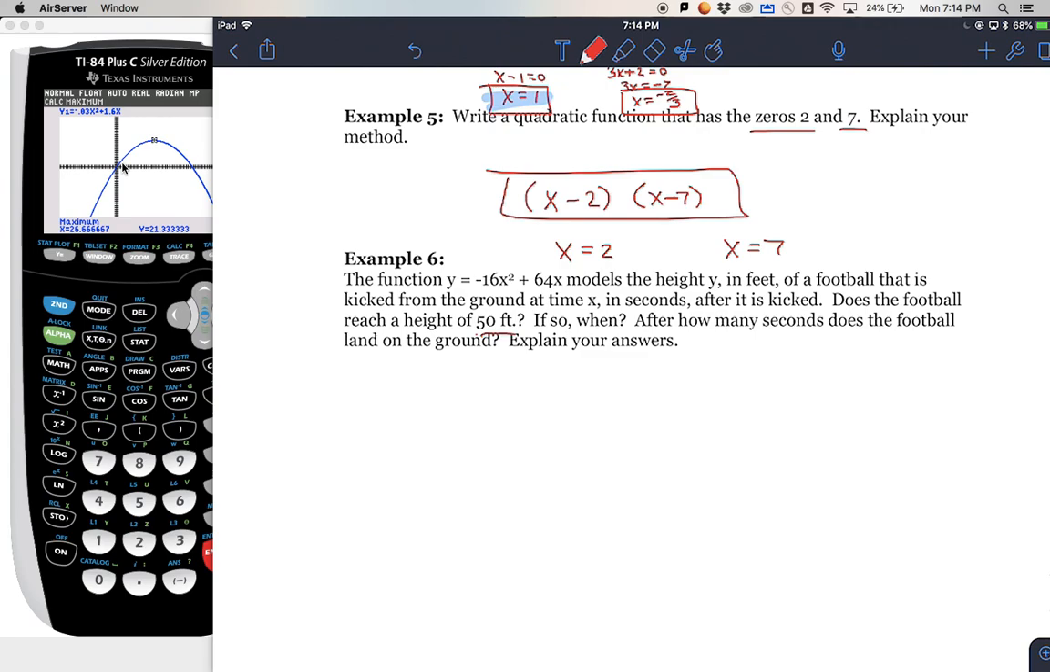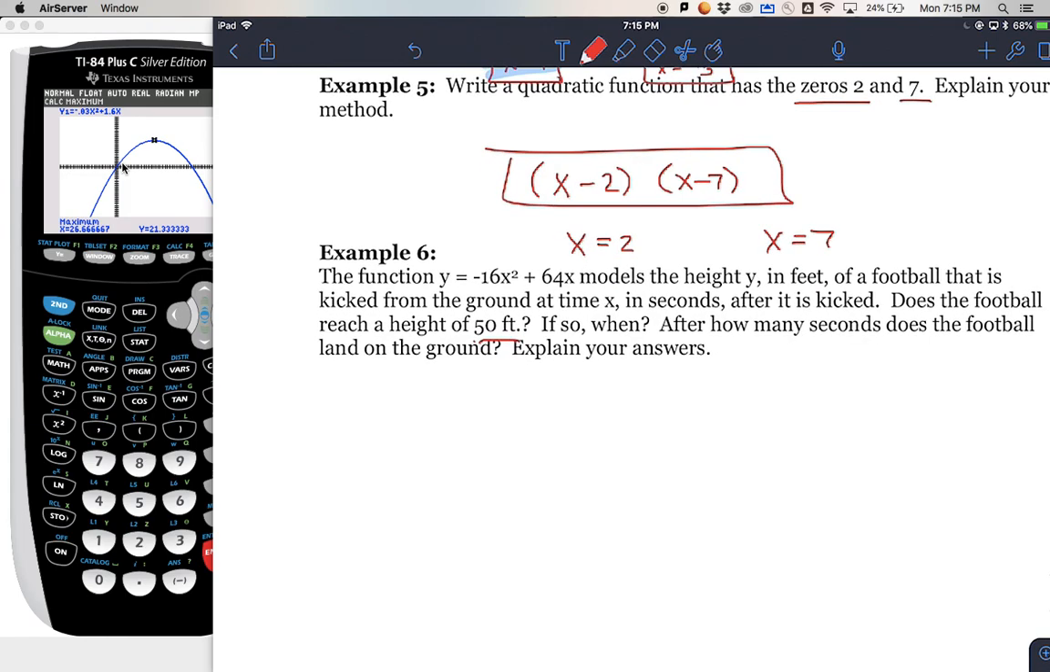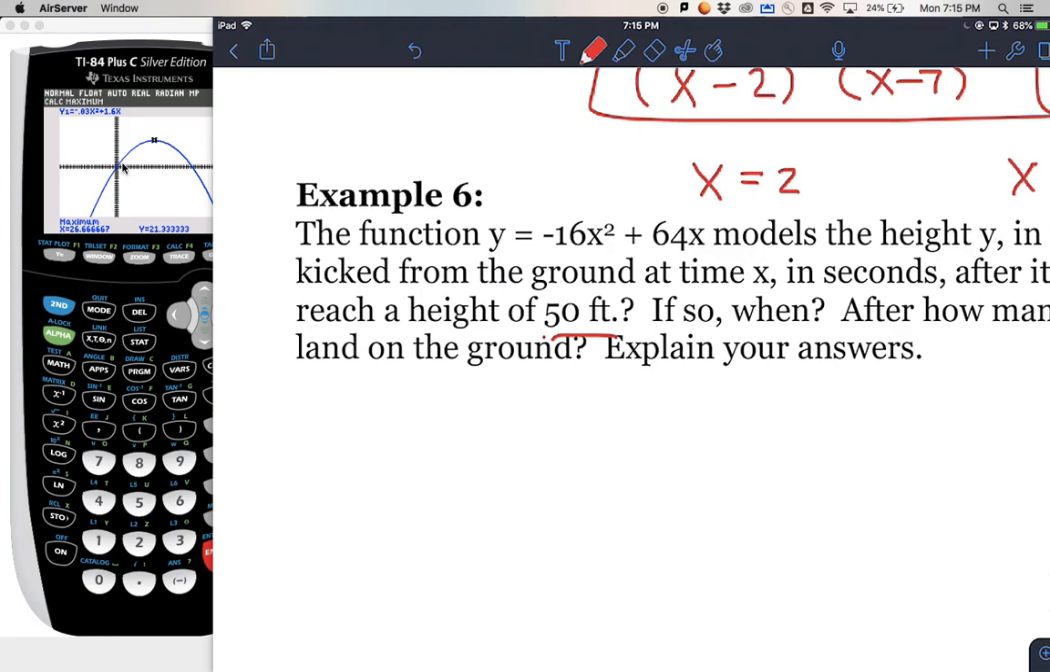And then if not, then we wouldn't be able to get a solution, I guess, for it. And then what else we got here? And then how many seconds does it take to land on the ground? So actually, I'm going to do the how many seconds does it land on the ground, because we could actually solve this one here by factoring.